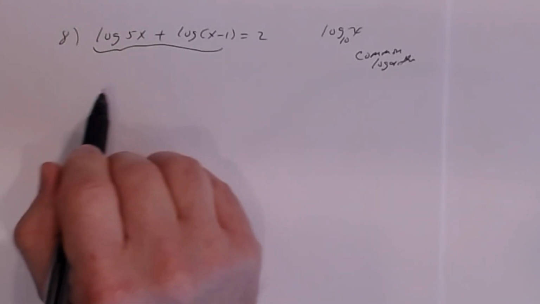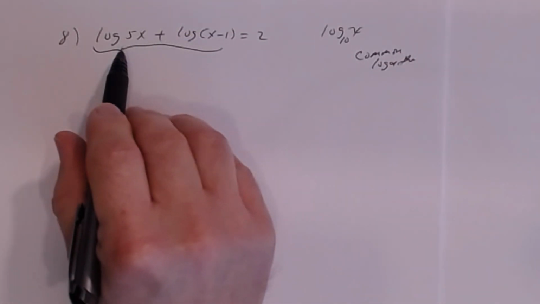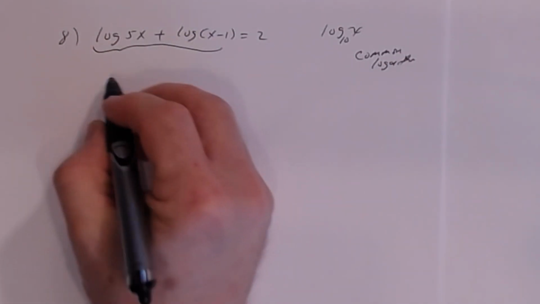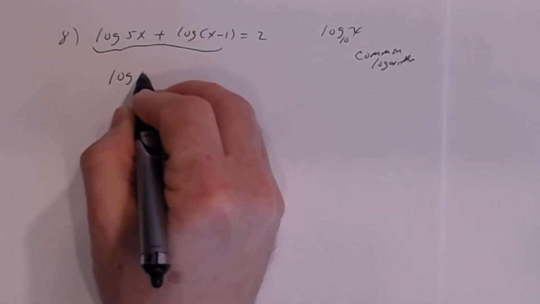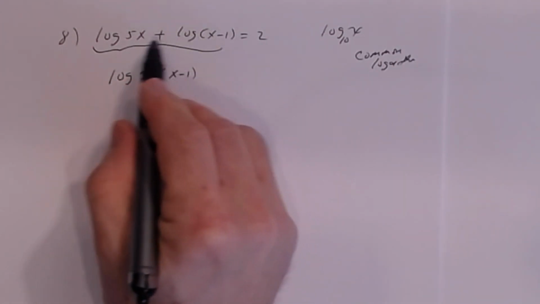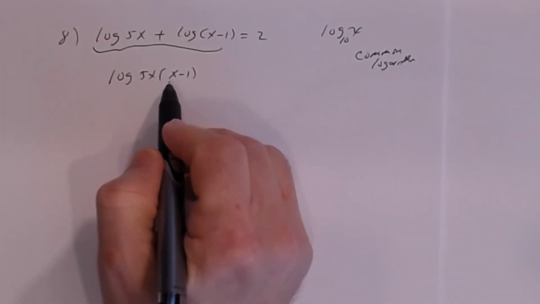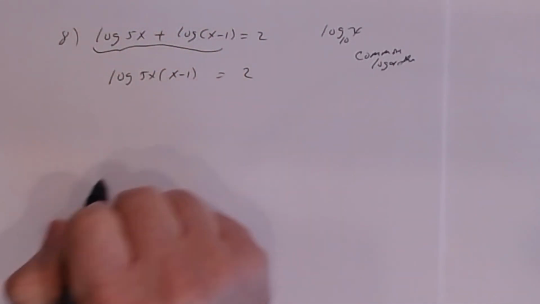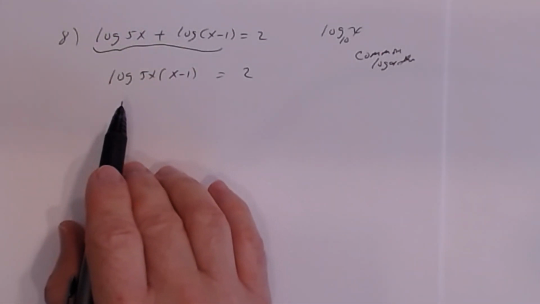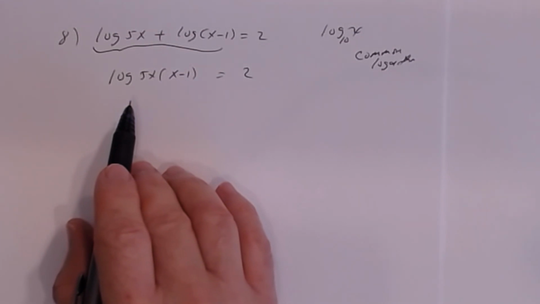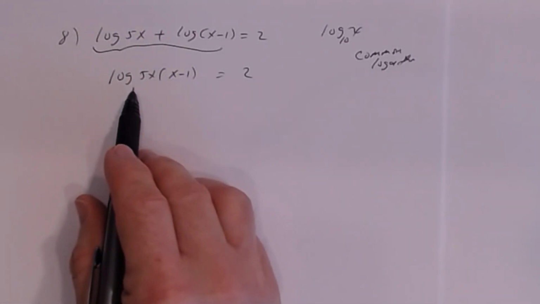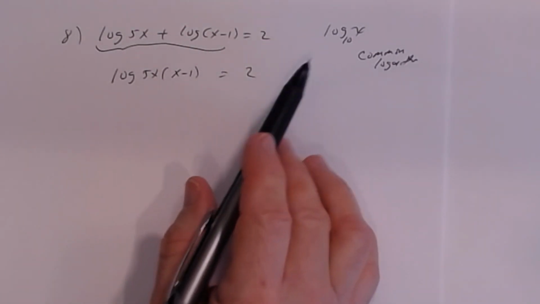You're going to do the same thing we've been doing. So since the base is the same, you're going to write this as a product because you're adding. So you're going to say log of 5x times x minus 1, the product, so this times this is what you see here, equals 2. And now, since I have a single logarithm, I'm going to change this to an exponential. What's the base? You don't see anything. What's it understood to be? It's understood to be 10.